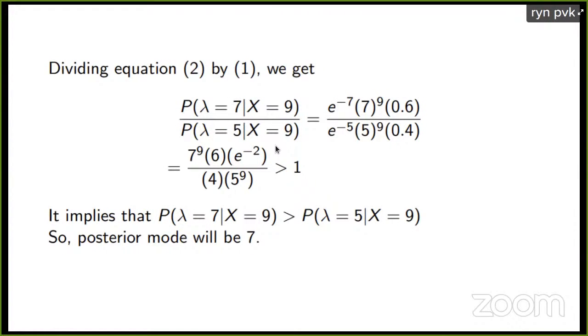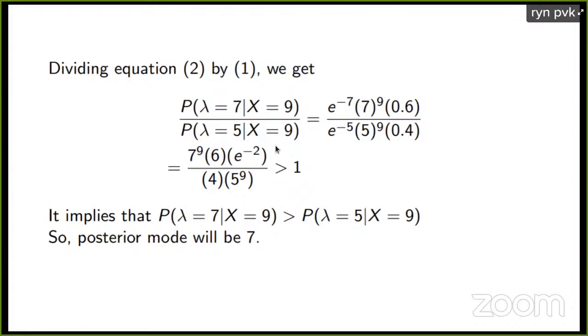What is the mode? Generally, mode is the most probable, the most repetitive thing, right? So that means it has a higher probability of occurring, correct? So when the probability that lambda equal to 7 given that x equal to 9 is higher than the probability that lambda equal to 5 given that x equal to 9, that means the occurrence of lambda equal to 7 is more than that of lambda equal to 5. That means 7 is the mode. Posterior mode, right?